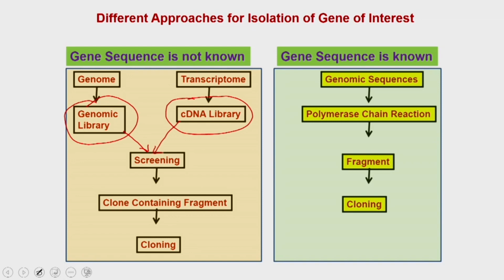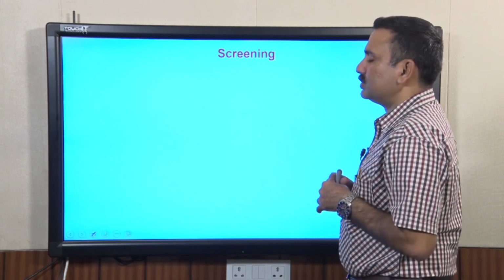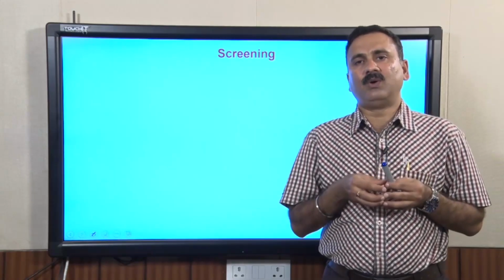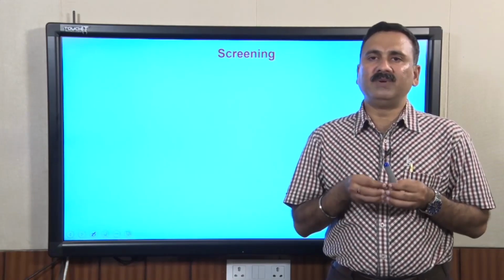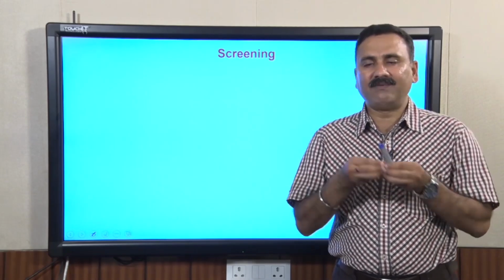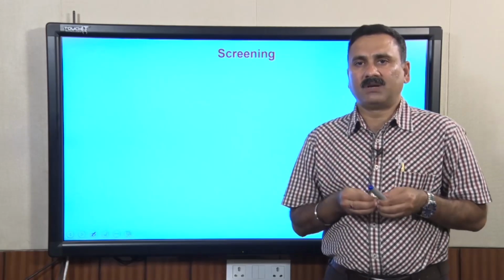So, now the next topic to get the gene of interest is that you have to screen either the genomic library or the cDNA library. So, let us see how to screen them. When we say screening, that means you have a variety of molecules, and among those you have to choose a specific molecule, which means the tool you use should also be specific for that particular molecule, and it should not have any cross reactivity to other molecules.